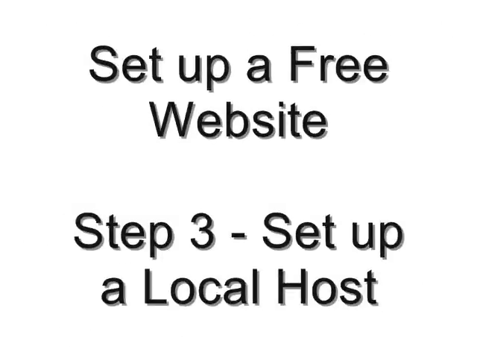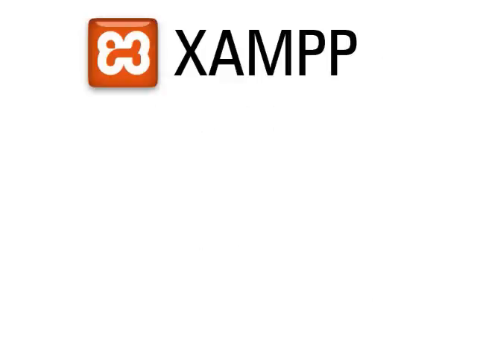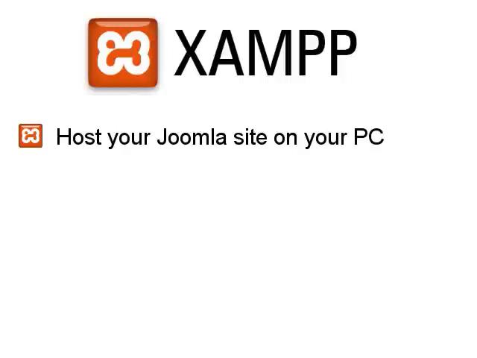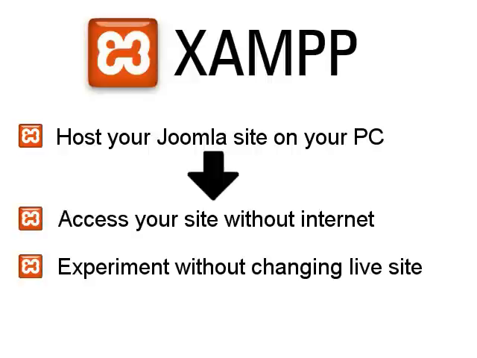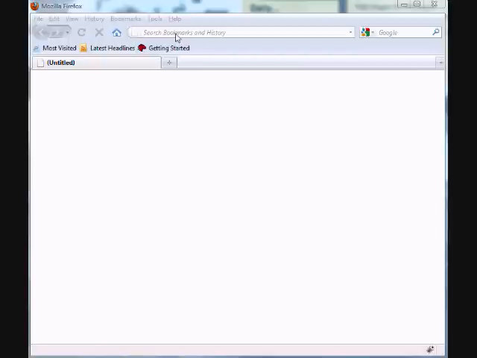Welcome to step 3, setting up a local host. Today we're going to set up something called XAMPP to let you access a local version of your Joomla site. This will let you edit your site from your PC without needing access to the internet. That's also a good idea if your site is live and you want to experiment, but you don't want to annoy anyone using it while you're experimenting.